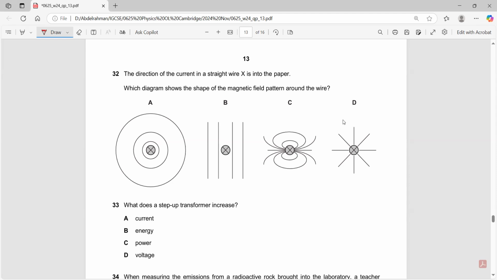Around a wire. You have wire into the paper, so it has to be A. Yes, it has to be A. Into the paper. It is A, definitely.